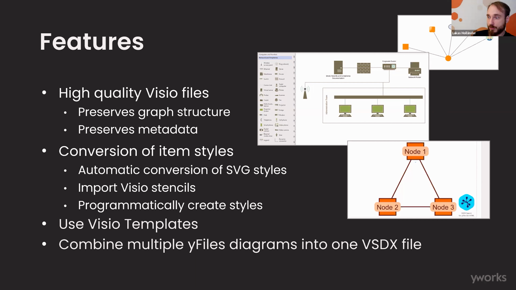If you use SVG for your item styles, they're mostly converted automatically, but you can always customize this process. Another option is you can use existing Visio stencils and map your yFiles item styles to those stencils. So in your yFiles app, they appear with the yFiles styles, and then you run the export.